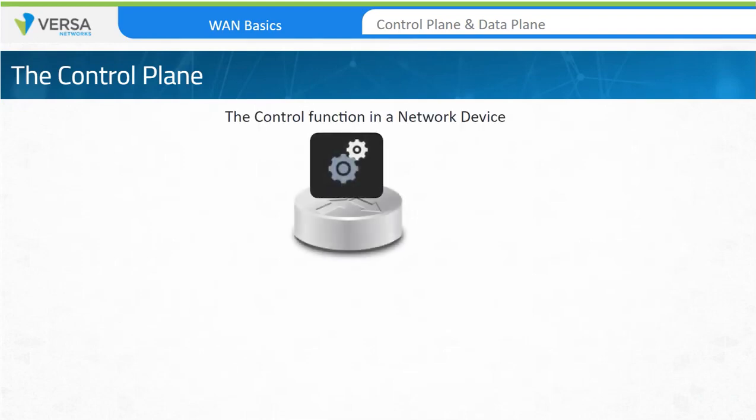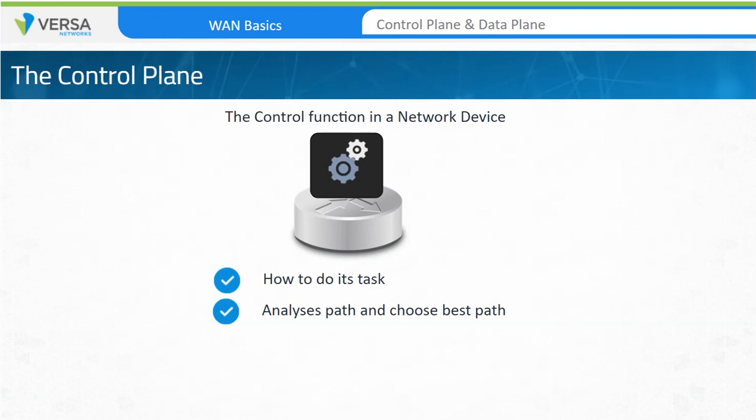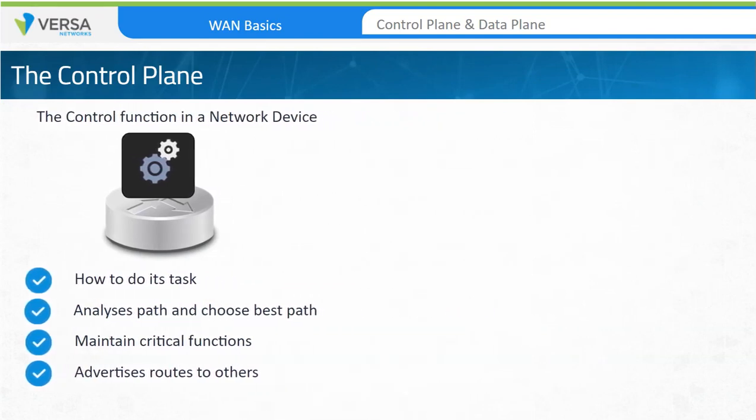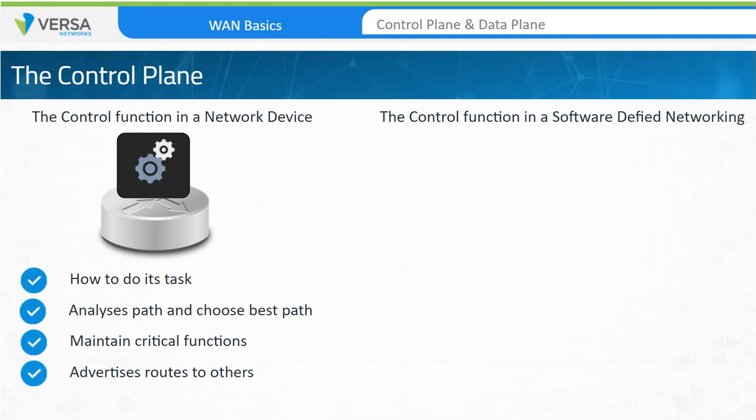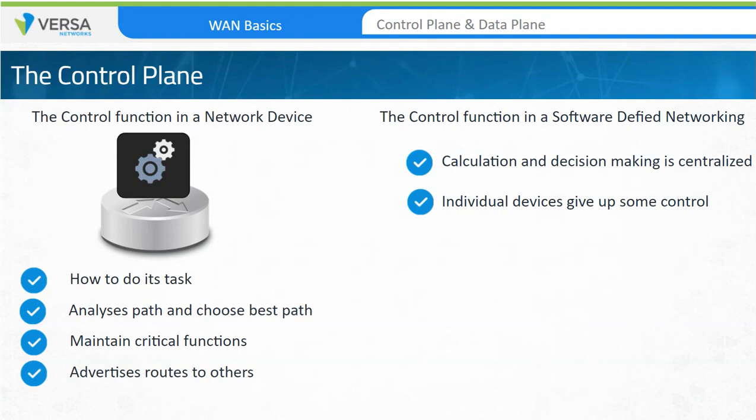The control plane. In a network architecture, a system is put in place to provide instructions on how the devices should perform their tasks. It analyzes paths, chooses which path is best, maintains critical functions, and distributes routing information throughout the domain. This is based on the configuration of each device. With software-defined networking, the calculations and decision-making processes are centralized so that individual devices in the network give up some or all of their control over routing decisions and the decision-making processes.